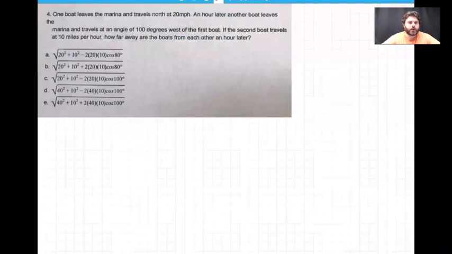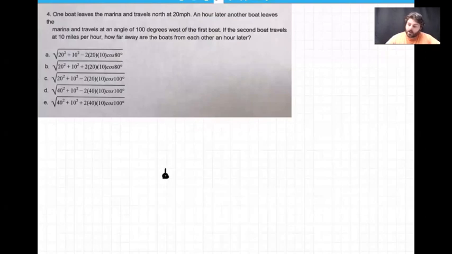All right, one boat leaves the marina and travels north at 20 miles per hour. An hour later, another boat leaves the marina and travels at an angle of 100 degrees west of the first boat. If the second boat travels at 10 miles per hour, how far away are the boats from each other an hour later? All right, this is a great time for a picture.